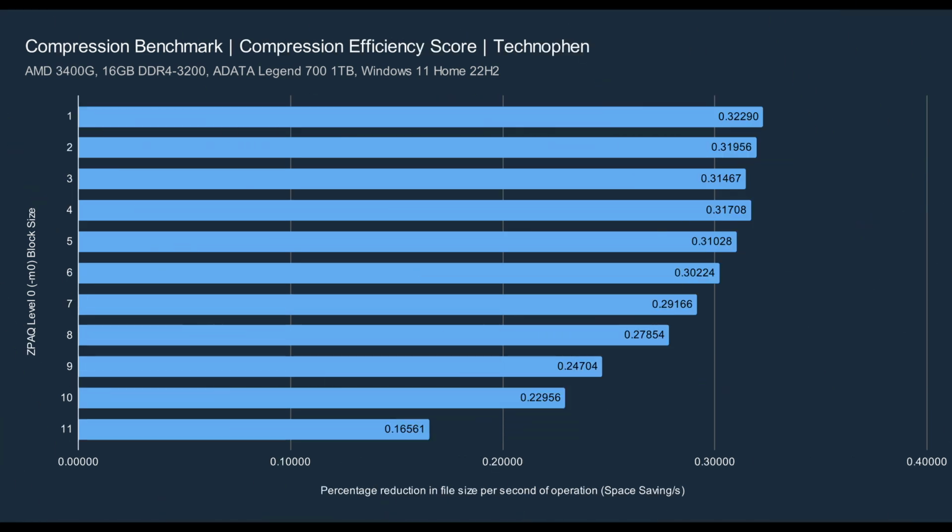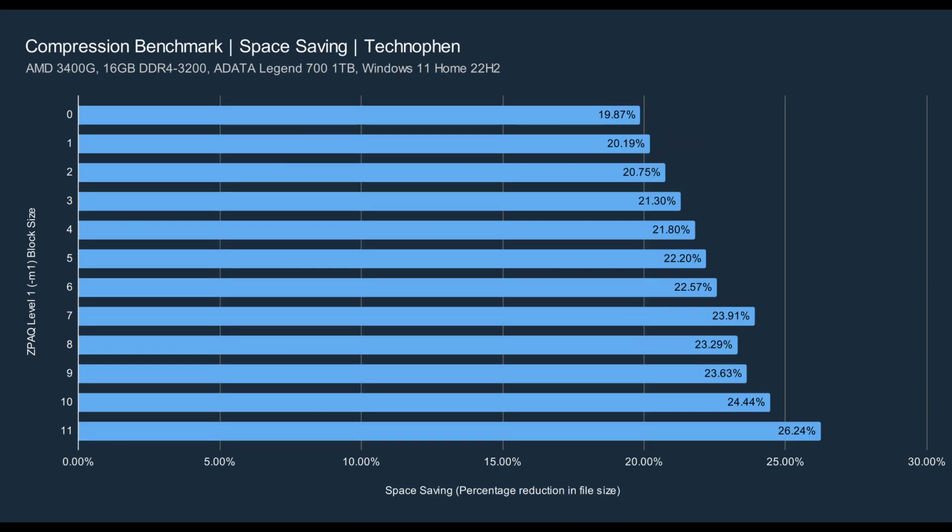We wanted to decide which level is the most efficient among others, and by that, we mean which one reduces the size more per each second of operation. For that, we made this chart. We divided the space-saving percentage by the average compression time of each level. Here, we see by increasing the block size, the efficiency score drops gradually, and almost half at block size 11. Things change at level 1.